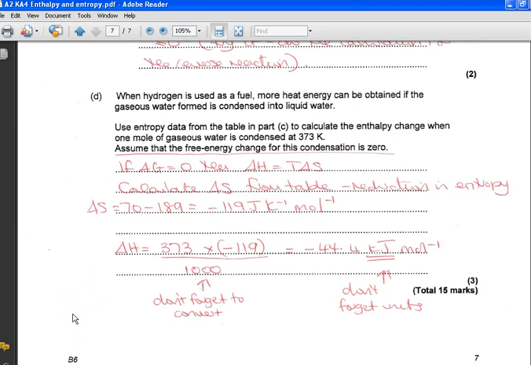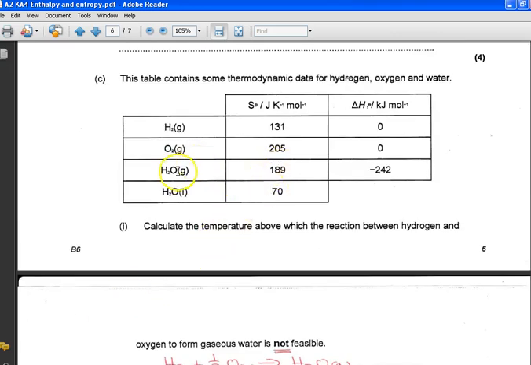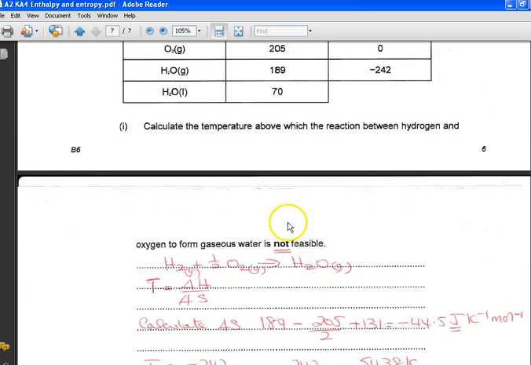Okay, so the last part of the question: when hydrogen is used as a fuel, more heat energy is obtained if the gaseous water is condensed to liquid water. It then says use the entropy data from the table to calculate the entropy change when 1 mole of gaseous water is condensed at a given temperature. Assume that the free energy change for this condensation is 0. So we're going to go back to our table and use these two values: the entropy value for gaseous water and the entropy value for liquid water.